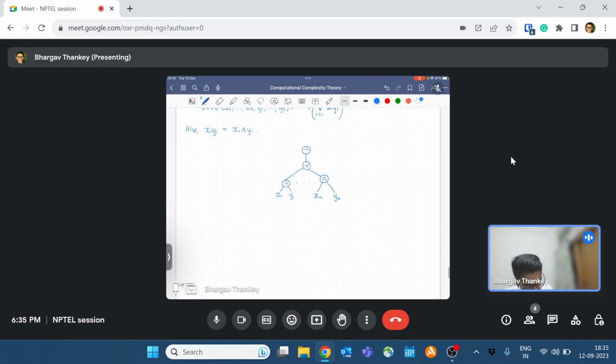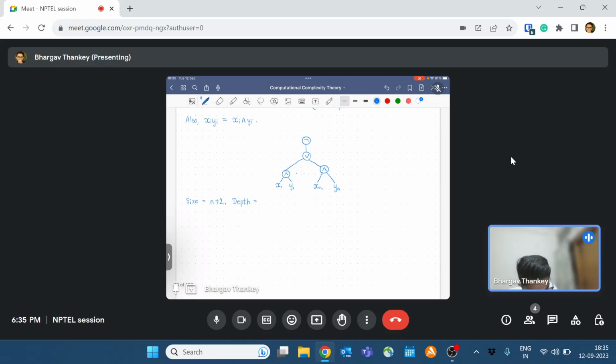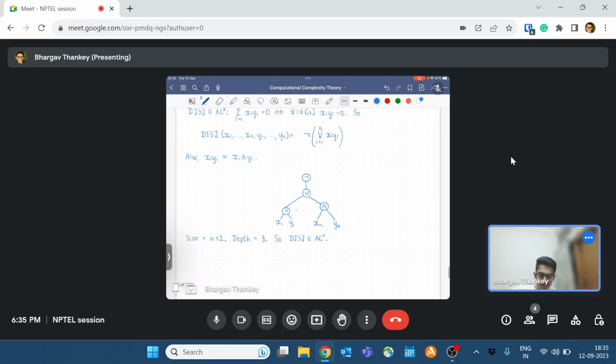What's the size of this circuit? N plus 2. So we have N gates over here, one over here and one over here. So that's N plus 2, and depth is 1, 2. Yeah, so disjoint is in AC0. Is this fine?